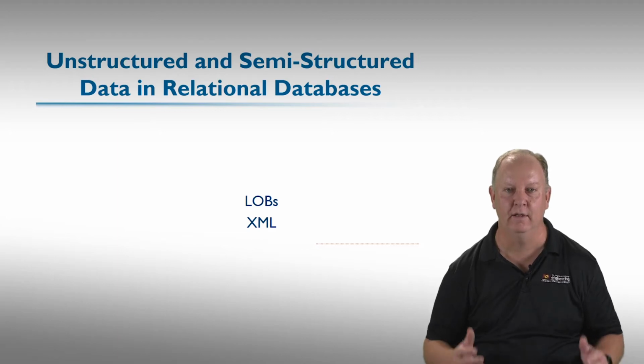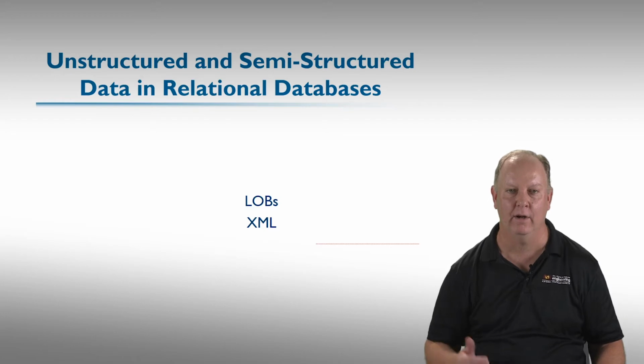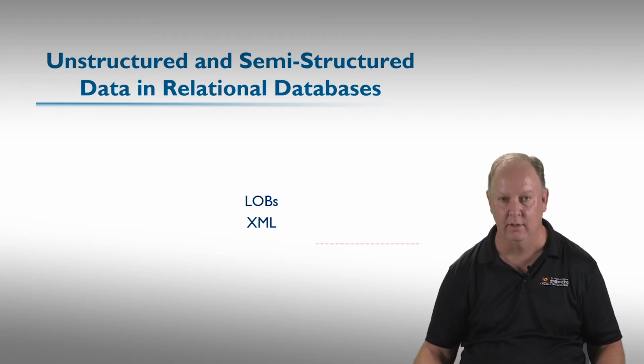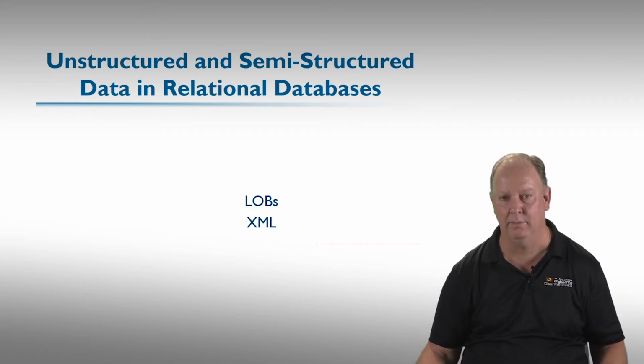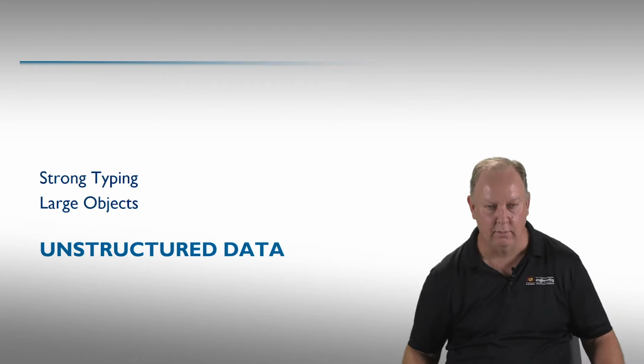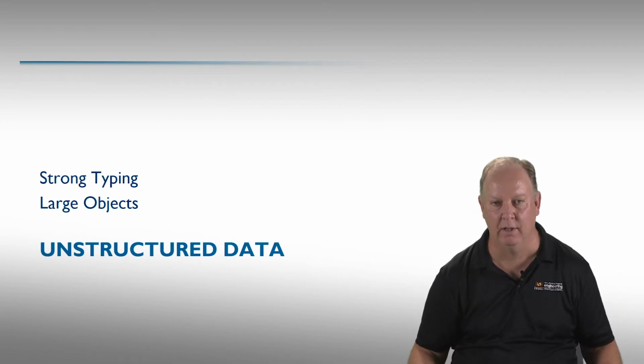Okay, for this week, in this module, we want to start with unstructured and then talk about semi-structured data and how they are handled in particular in relational databases. First topic I'm going to talk about are called large objects or LOBs, and then we'll spend most of our time talking about XML. So, first topic, unstructured data.